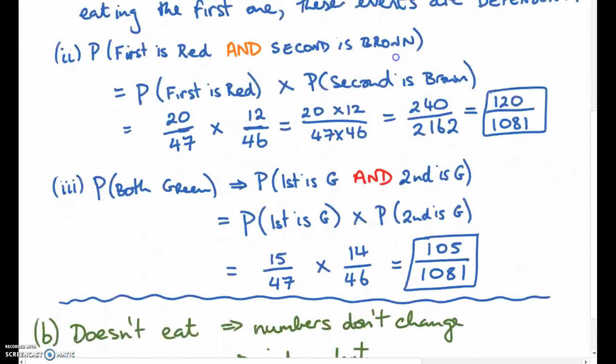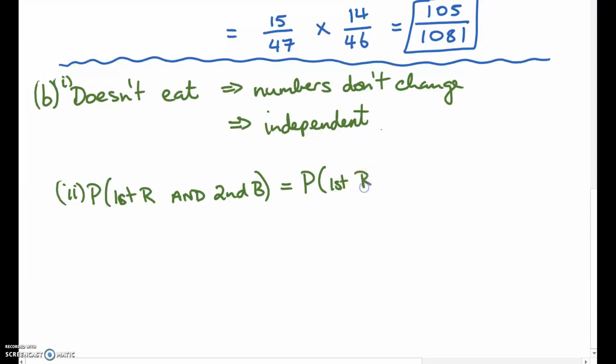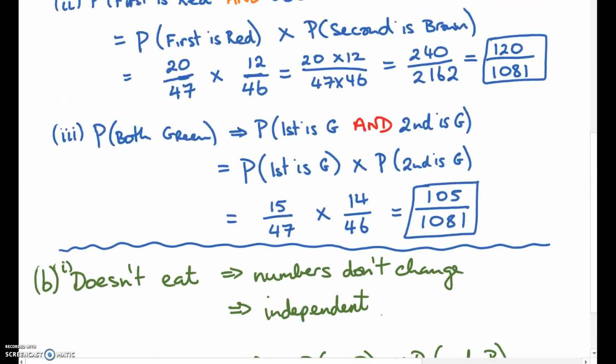The probability the first was red and the second was brown. Well, we're going to skip through it a little bit. So that was part 1. Part 2. The probability first is red and the second is brown is equal to the probability that the first is red multiplied by the probability that the second is brown. Originally there were 47 M&Ms. I think we said 20 of them were red. Yeah.